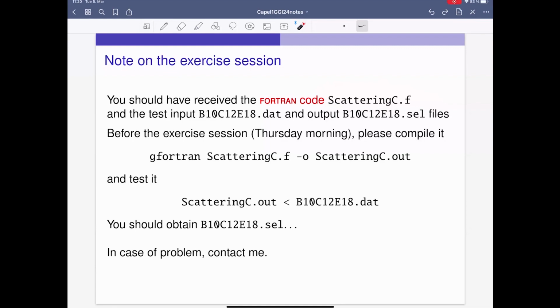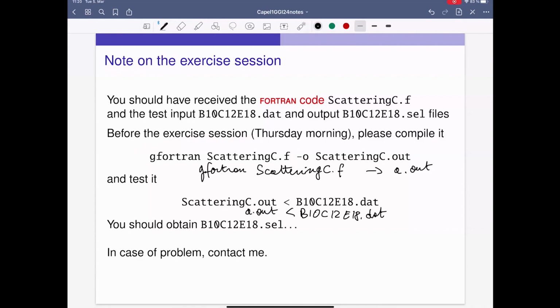I have exchanged with a couple of you about this code. The general comment is, if you have gfortran installed, or another compiler, it could be the Intel Fortran compiler, you just use that command. If you have a problem with the -O option, you can just do gfortran scattering_c.f, and that will give you an a.out executable. Then you can start it with a.out, with b10 c12 e18.dat, which is the input file I've given you. You can run it and make sure that the output looks exactly like the output that is also provided.